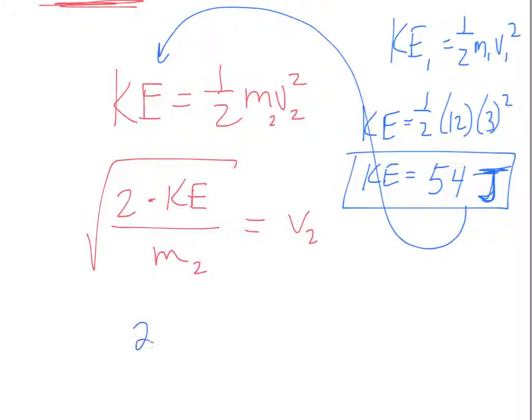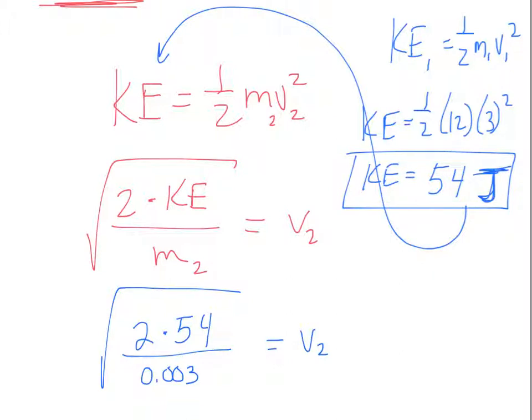I could say 2 times 54 all over the mass of the bouncy ball. What's 3 grams though? Remember, everything has to be in kilograms. We always use kilograms. What's 3 grams in kilograms? Josh, what do you got? Not 0.3. 0.003. You got to divide by 1,000. So the mass is 0.003 kilograms.